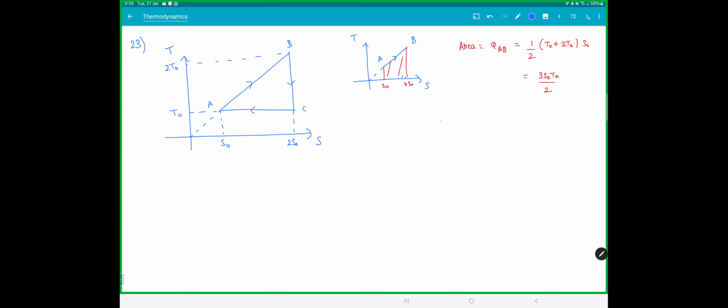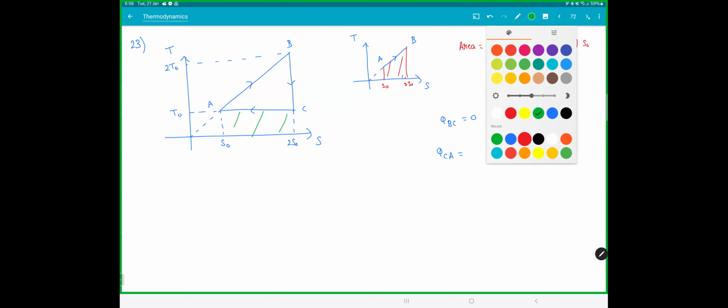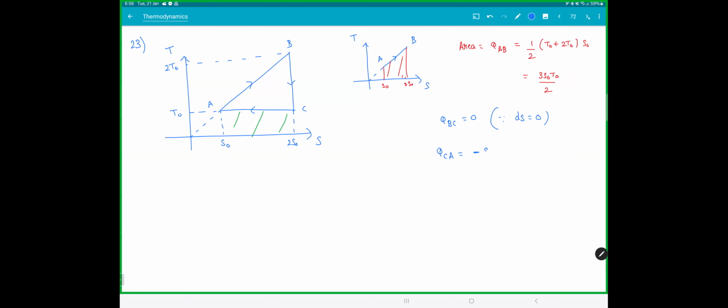Now for QBC, the area is 0, since there is no change in entropy. For QCA, the area will be that rectangle below, and it is going backward, so that would be minus S naught T naught. Now tell me, in a cyclic process, the work done will be QAB plus QBC plus QCA. Why? In a cyclic process, delta U is 0.